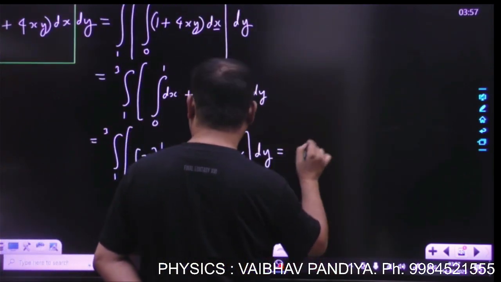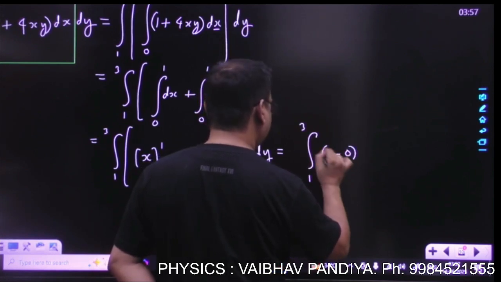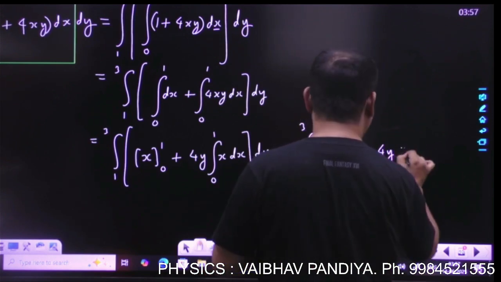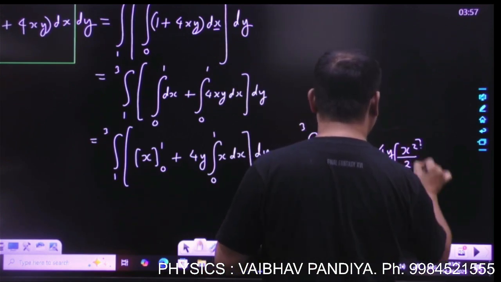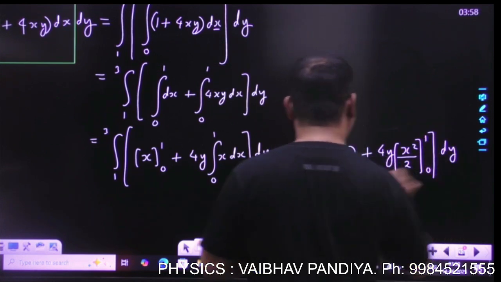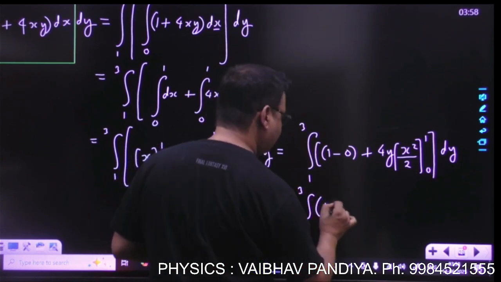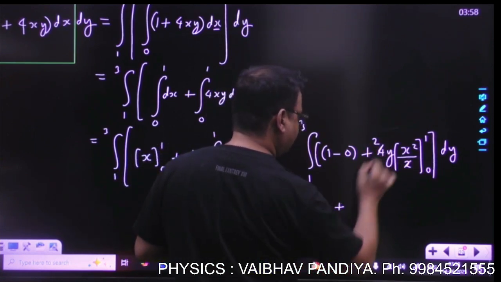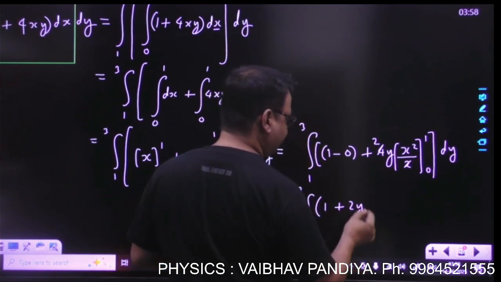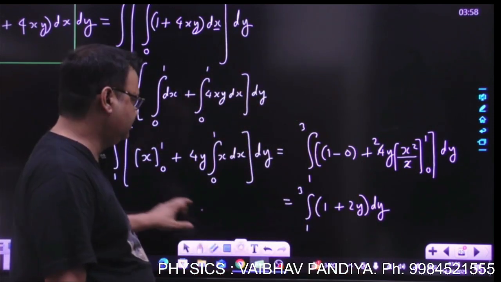So you will have 1 to 3, and you will get 1 minus 0. I am putting the limit plus 4 times of y, and the integral will be x square by 2 from limit 0 to 1, and then we will have dy. So you will have 1 to 3, and this will come to be 1 plus 2y. 1 square minus 1 will be 1, and there is no need to write 1, and what is left is dy.